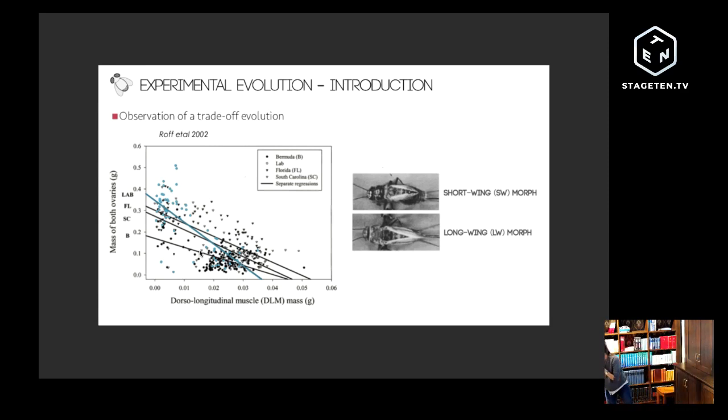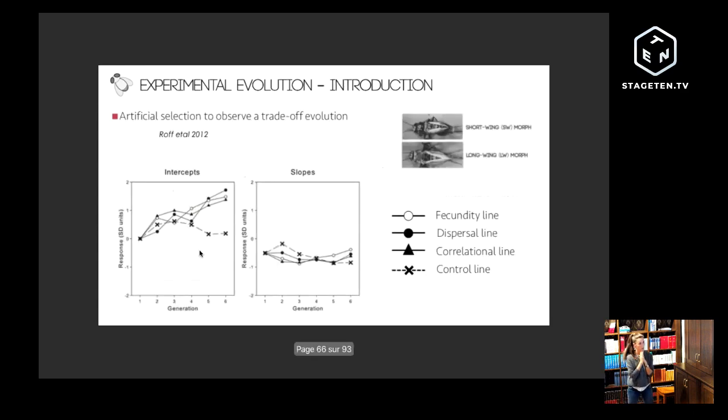He did that again, but with an artificial selection, also in Gryllus firmus, where you apply different types of artificial selection: an increase of fecundity, an increase of dispersion, and an increase of both traits. And what they showed is that the intercept of the trade-off evolved, this is the control line and the selected line, but not the slope. So that fits perfectly one of the predictions that he made many years ago.